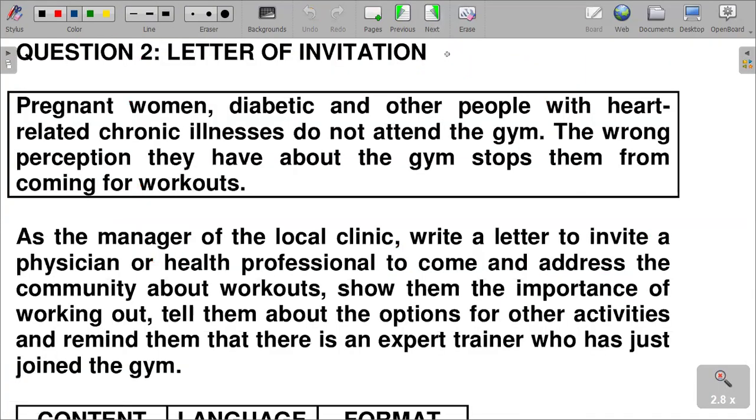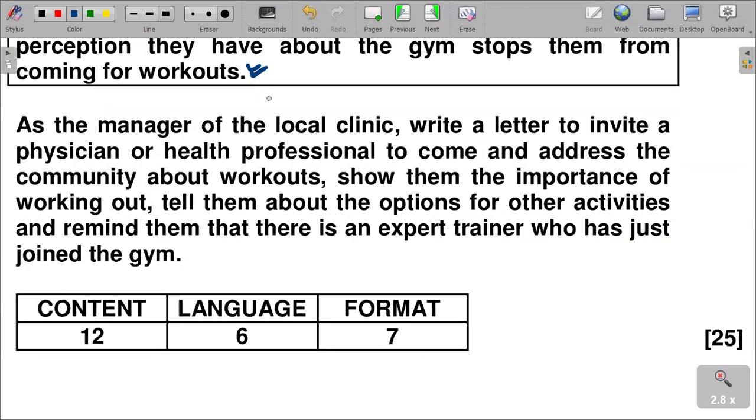And then question 2, letter of invitation. We are given that pregnant women, diabetic, and other people with heart-related chronic illnesses do not attend the gym. The wrong perception they have about the gym stops them from coming for workouts. They have got some stereotyping issues. As the manager of the local clinic, write a letter to invite a physician or a health professional to address the community about workouts. You are told that you are the manager in this case. You are writing this letter as a manager, class. We are saying as the manager.